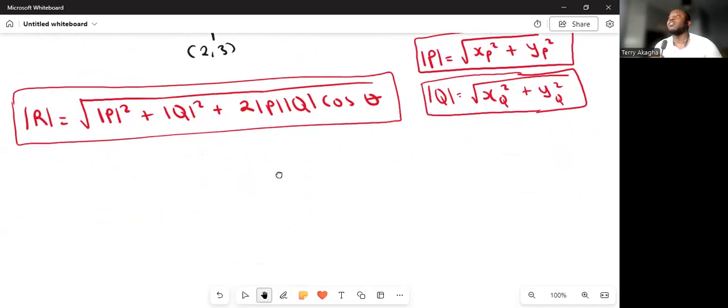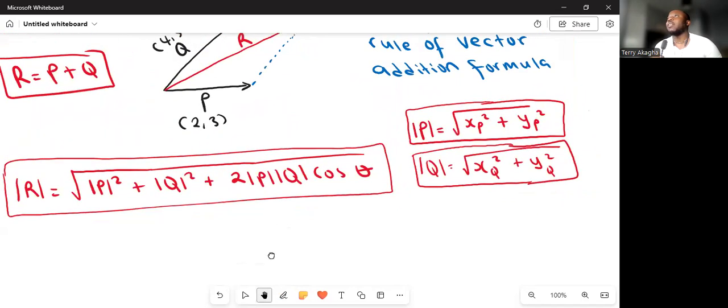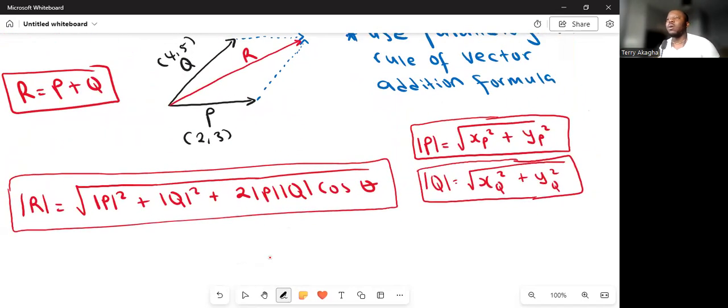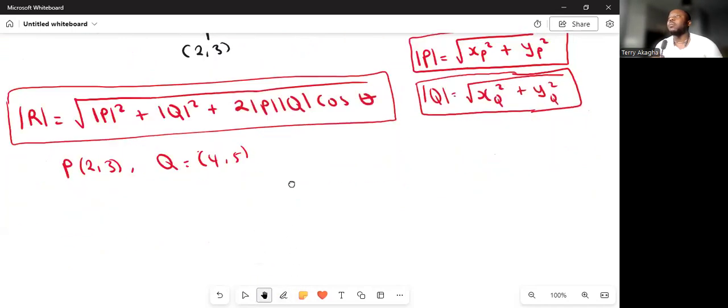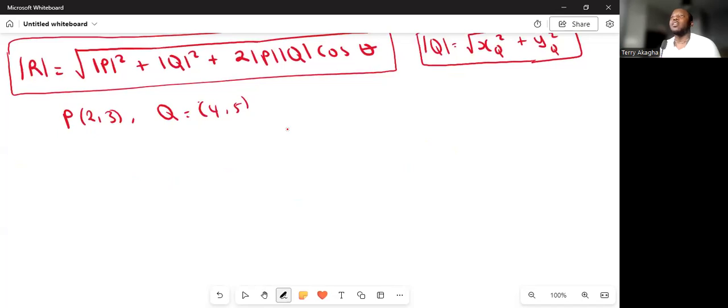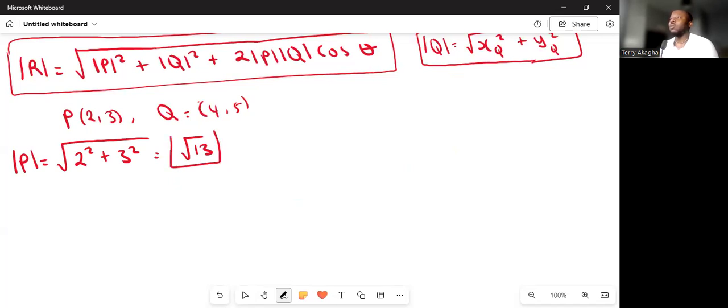So let's find the magnitude of P first. I'm going to write this down here so that it'll be easy for me to see while solving. So we know that P is (2, 3), while Q is equal to (4, 5), right? All right, so that is that. So to find the magnitude of P, it will be equal to the square root of 2 squared plus 3 squared, and that will give me square root of 13. Okay?